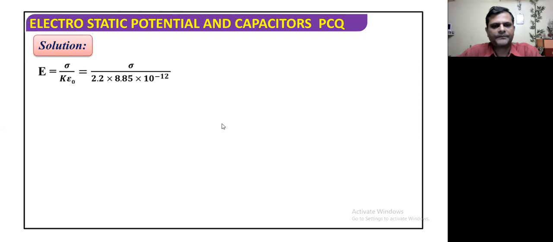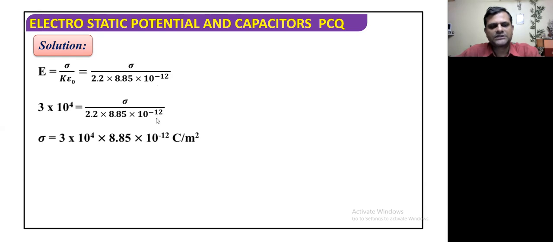Yes, here the formula is simply that electric intensity in the interior of a dielectric is always given by charge density sigma upon epsilon naught into K, where sigma is to be found out and intensity is already given. So you can solve it further and take this 2.2 and 8.85 into 10 raised to minus 12 on that side, so that you get sigma to be simply equal to 3 into 10 raised to 4 into 8.85 into 10 raised to minus 12, which happens to be 58.41 into 10 raised to minus 8 coulomb per meter square, which is already there in option number 1.